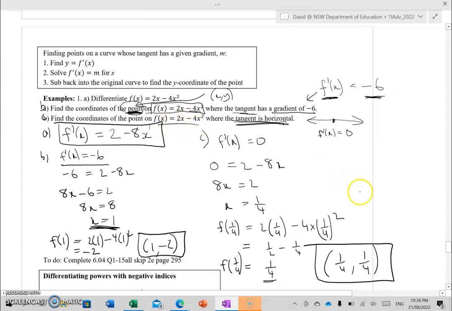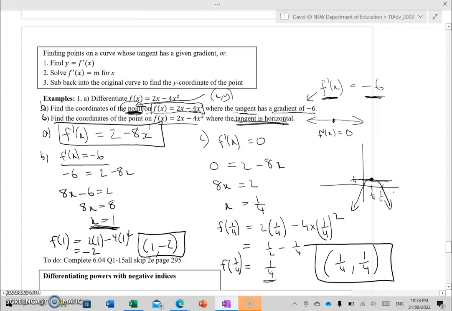Actually, a quarter is the vertex. If you were to graph this function, it looks something like this. And a quarter is the vertex, and at the vertex the gradient of the tangent is horizontal.